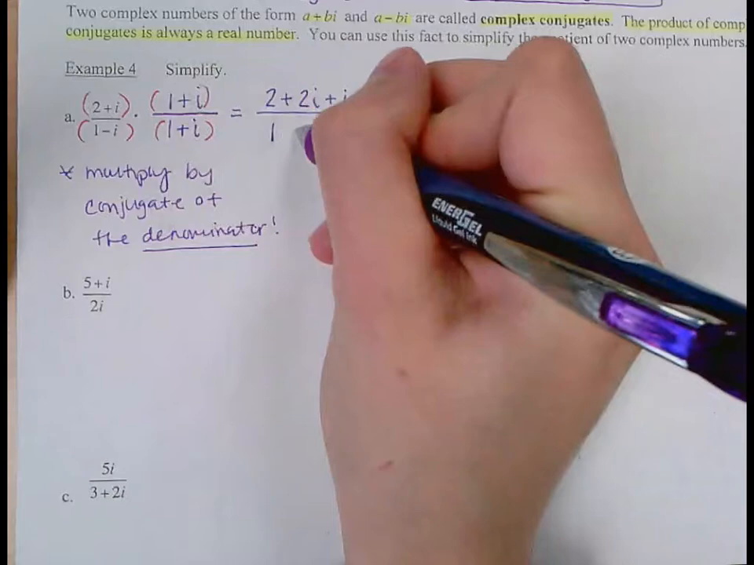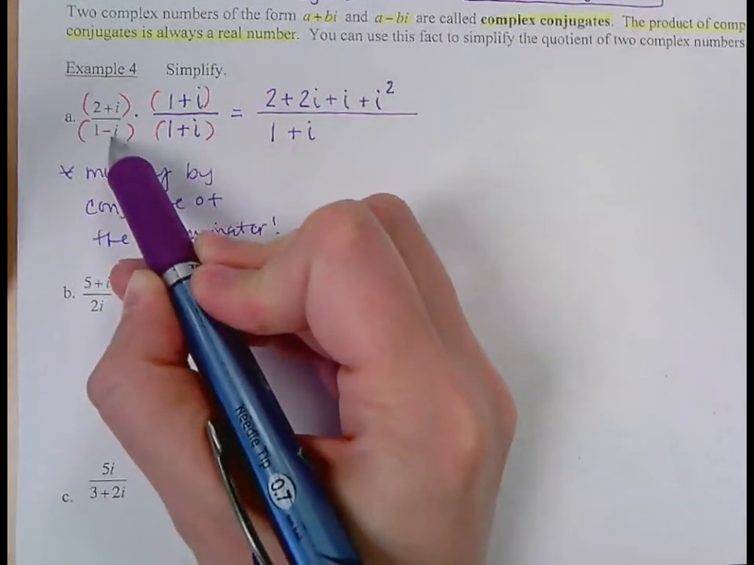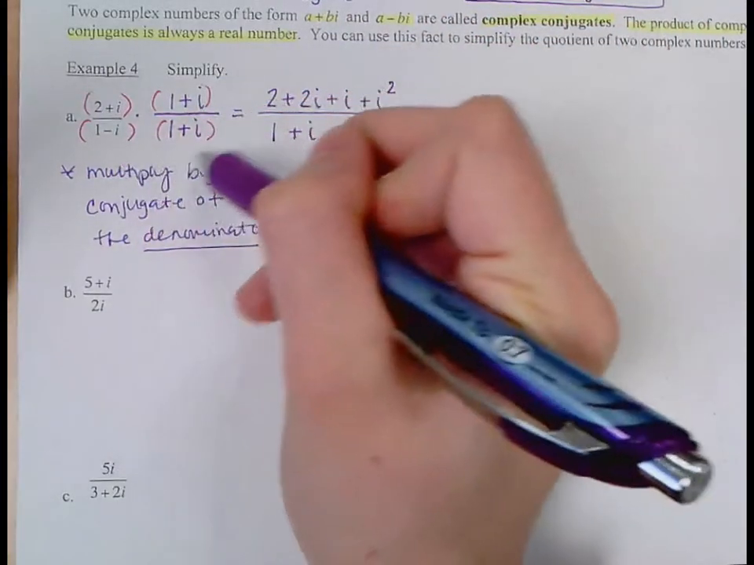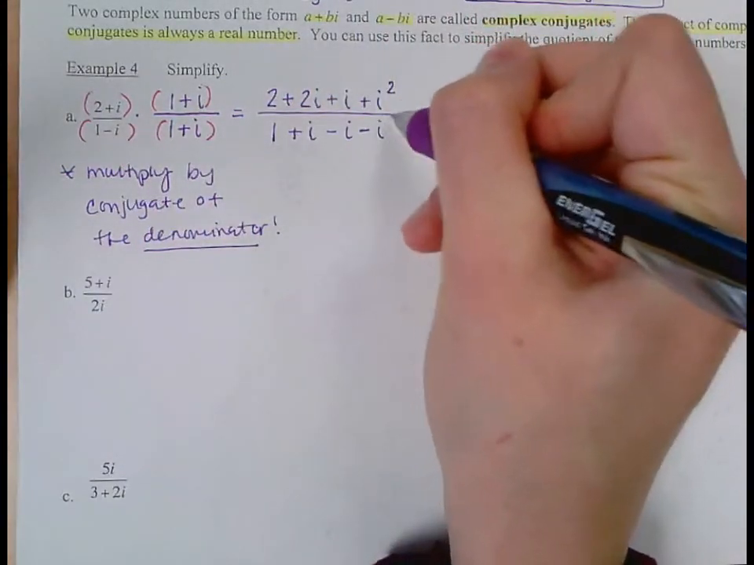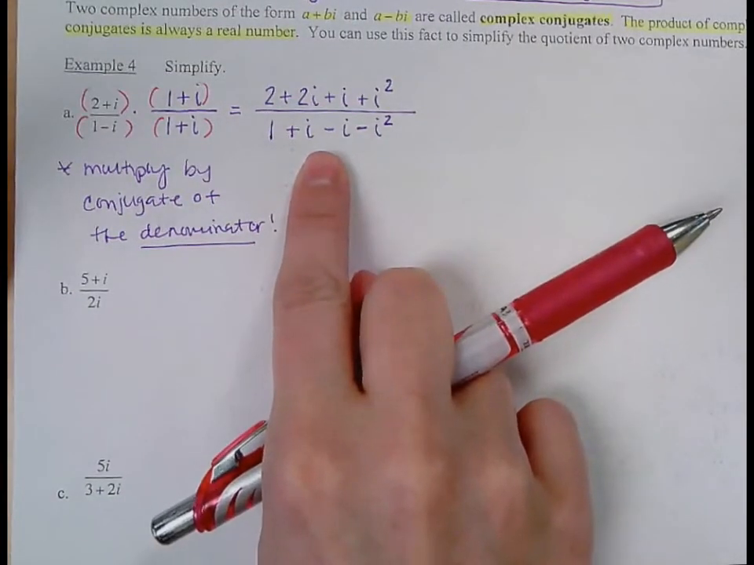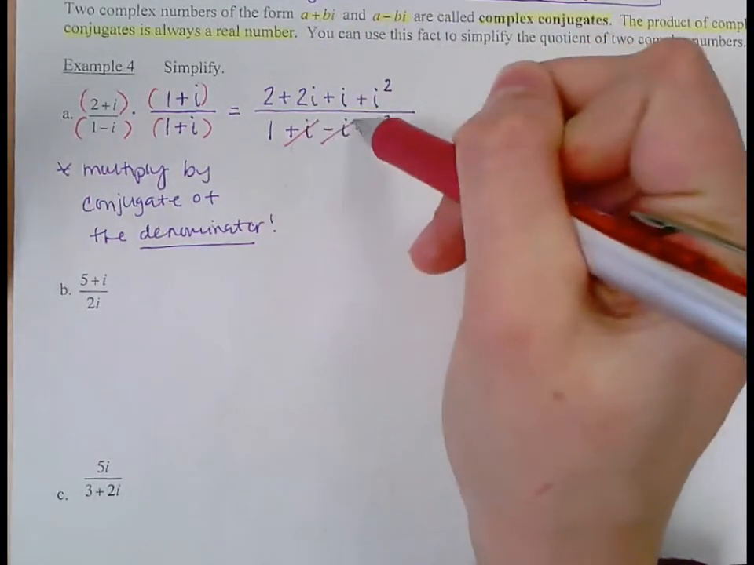And then on the bottom, if you FOIL, you have 1 times 1 is 1. 1 times I would be plus I, or 1I. And then the inside terms, negative I times 1 would be minus I. And negative I times I is minus I squared. Okay, so I'm going to look at the bottom first. What happens when you multiply conjugates? Your middle terms will always cancel out. Positive I, minus I, those cancel each other out.